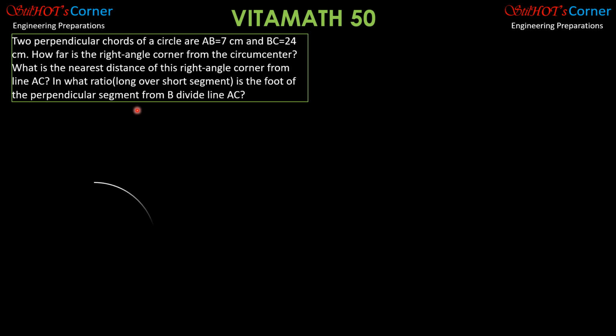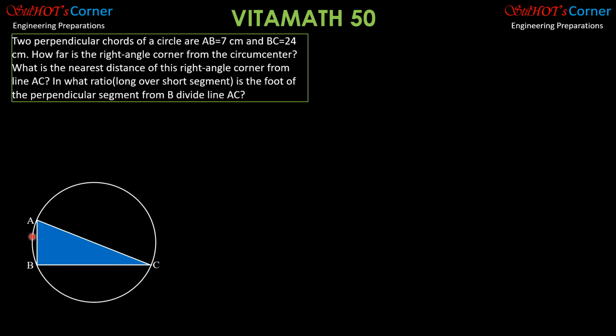So let's draw the figure. Take note that if two chords are perpendicular, the longest chord is the diameter of the circumscribing circle, or in other words, it is the hypotenuse of the right triangle because AB and BC are the legs of the right triangle as shown in the figure. So call that A, B, then C. AB is 7, one leg, BC is 24, and the right angle corner is B.